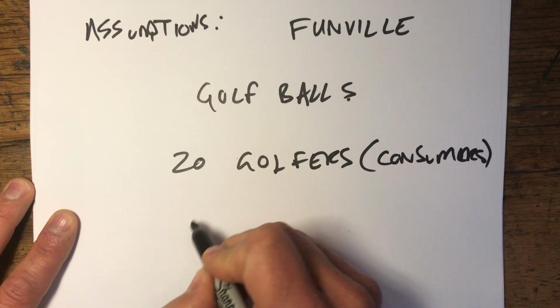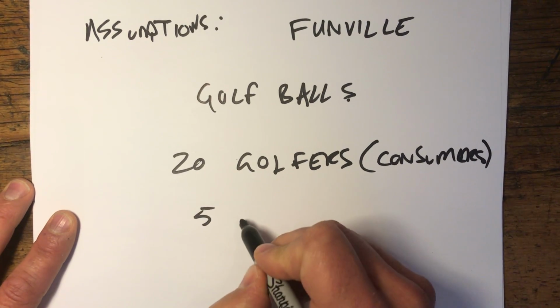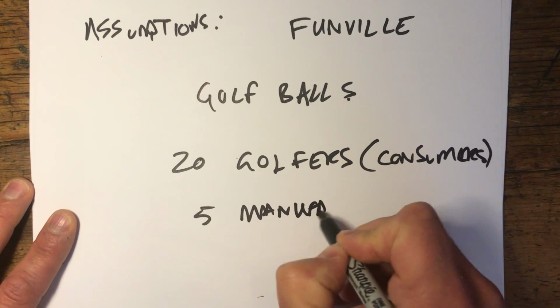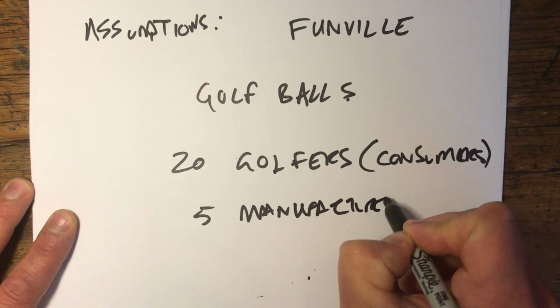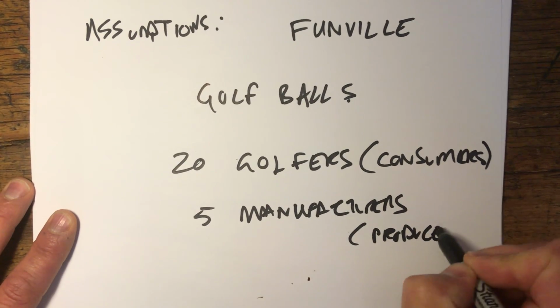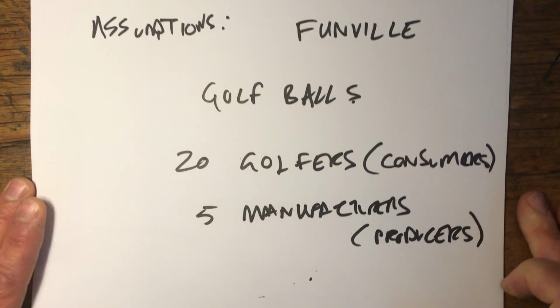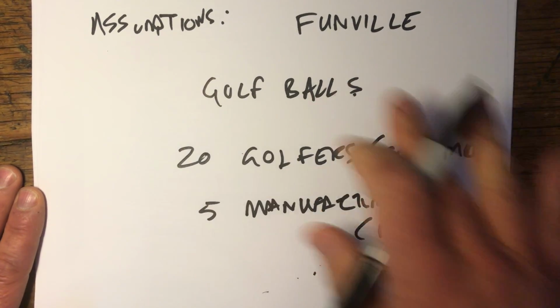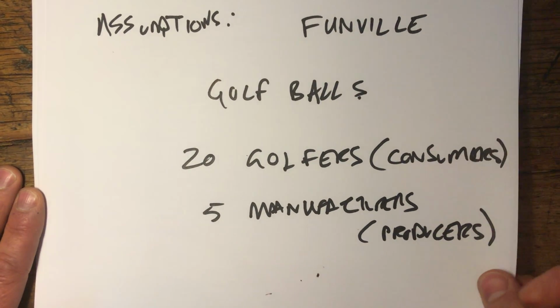And we've got 5 ball manufacturers. And that'll be the producers. So, so far, so opaque. What does this have to do with a supply and demand curve? Well, let's try and build these independently. And we'll start by building the demand side.